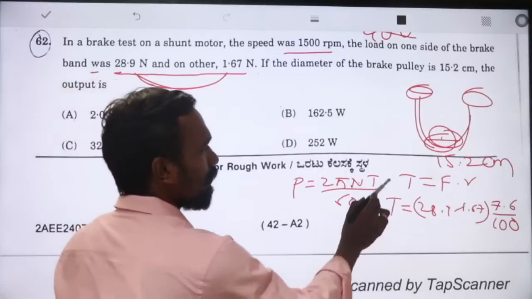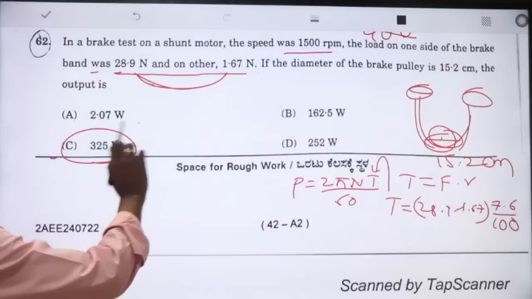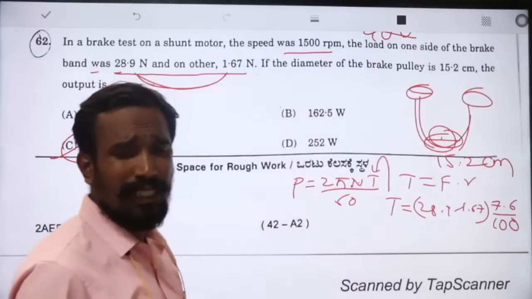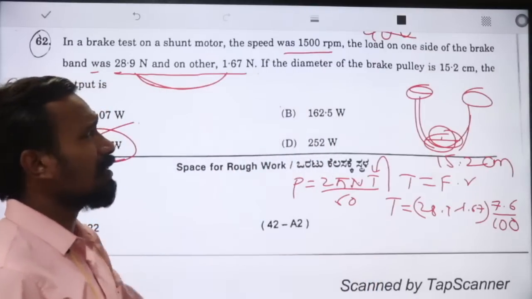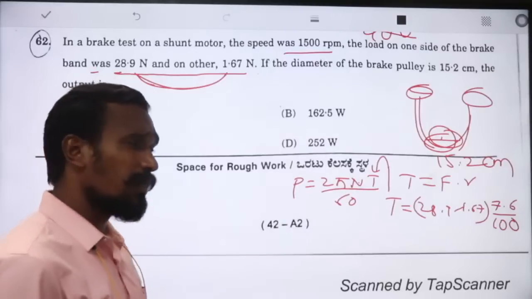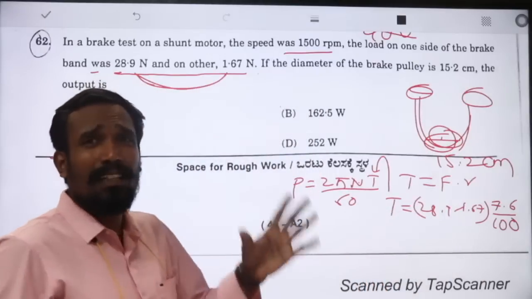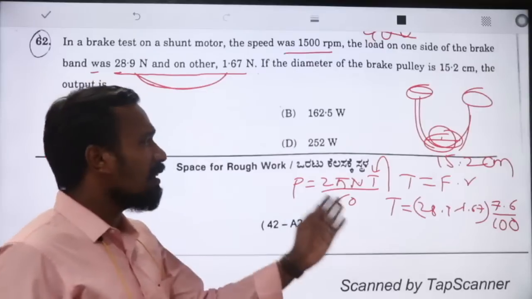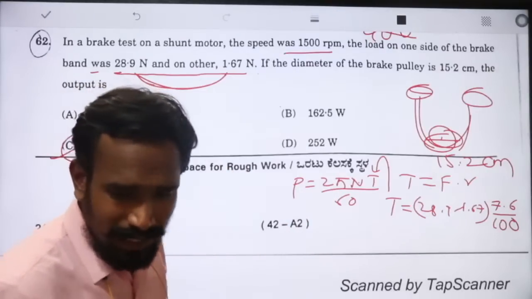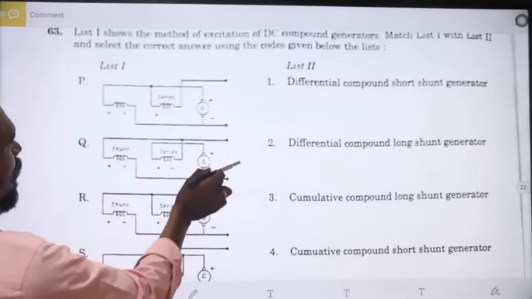This is the torque. If you substitute here, you will get the answer, 325 watts. You have a calculator, you can get this answer easily. So really this is also a very easy question. If you have this formula, you can get the answer easily. Even in our brake test, I gave you these formulas, but I didn't expect this numerical question from this. But it's a very easy question. Yes, guys? Let's go for the next.